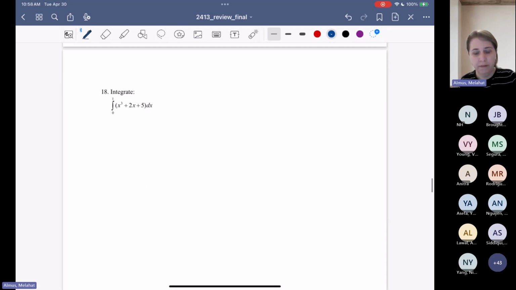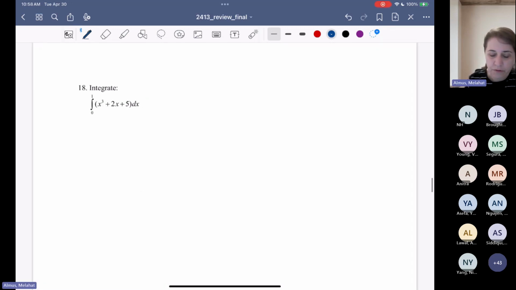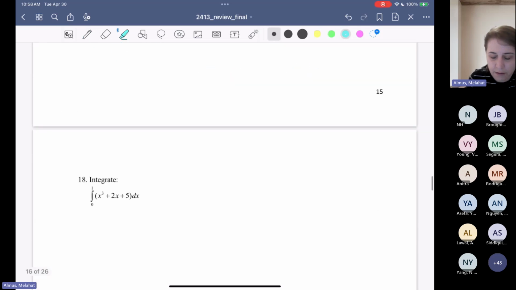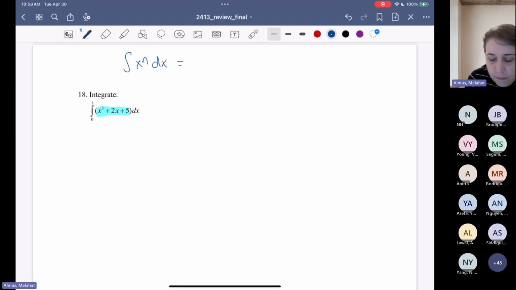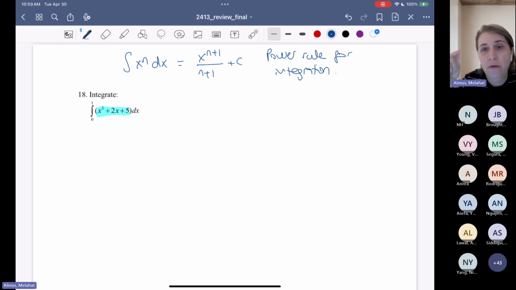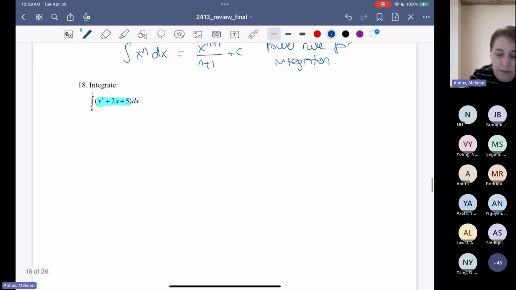Next, let's practice integration. The first question I have here is about integrating a polynomial, which means our basic rules. Remember, integral of x to the n dx is the power rule. This is called the power rule for integration. You add 1 to the exponent, you divide by the new exponent. This problem is definite, so we don't need the plus c on such problems.